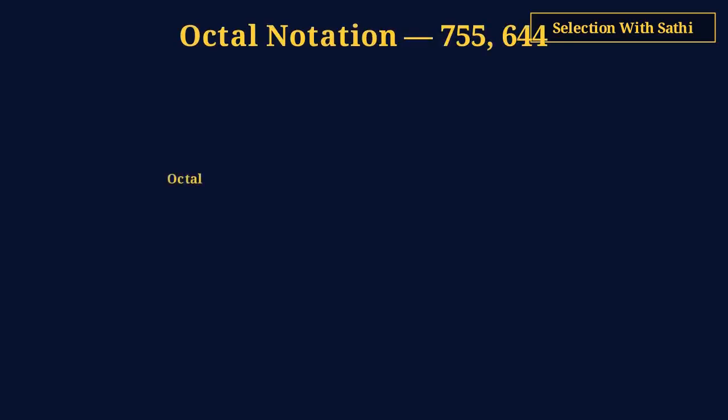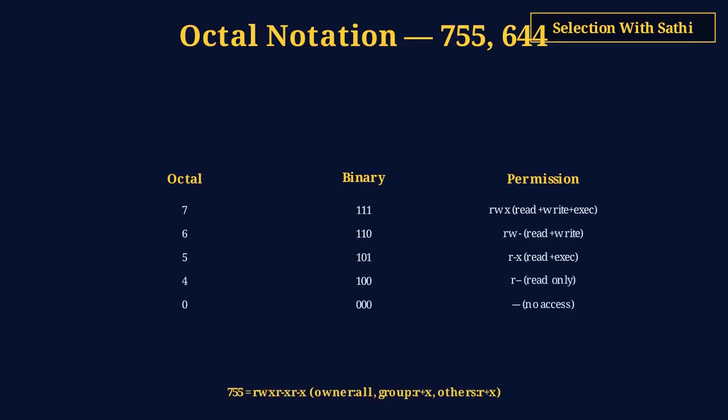Second concept: octal notation. Instead of writing RWX, we use a 3-digit number where each digit represents one group. 755 means owner has 7, which is RWX, group has 5, which is R-X, others have 5, which is R-X. 644 means owner has 6, which is RW-, group and others have 4, which is R--. 700 means only the owner has any access at all.